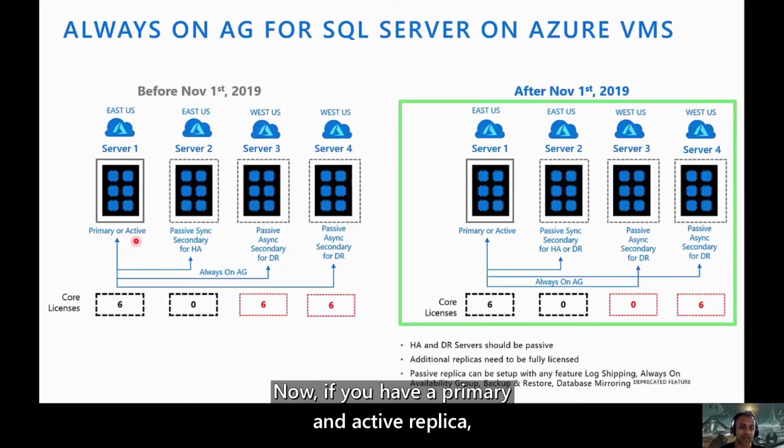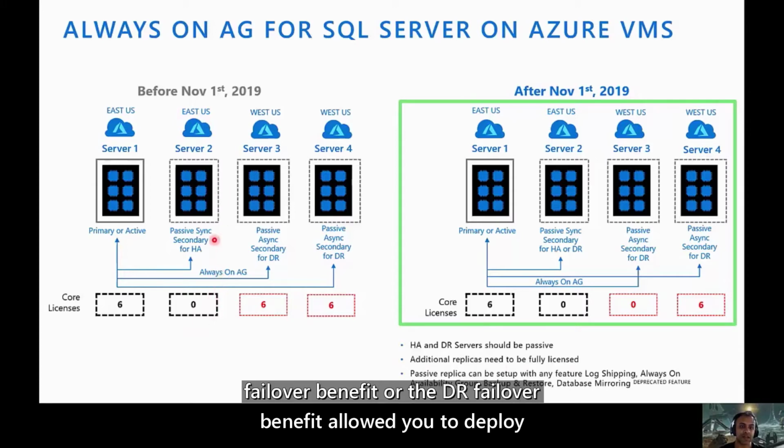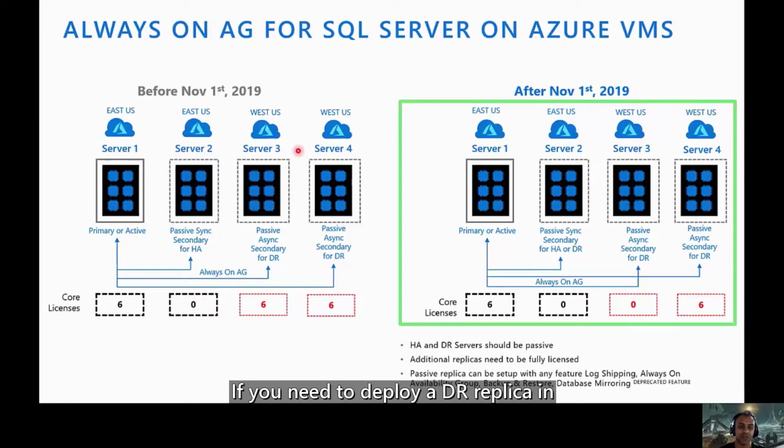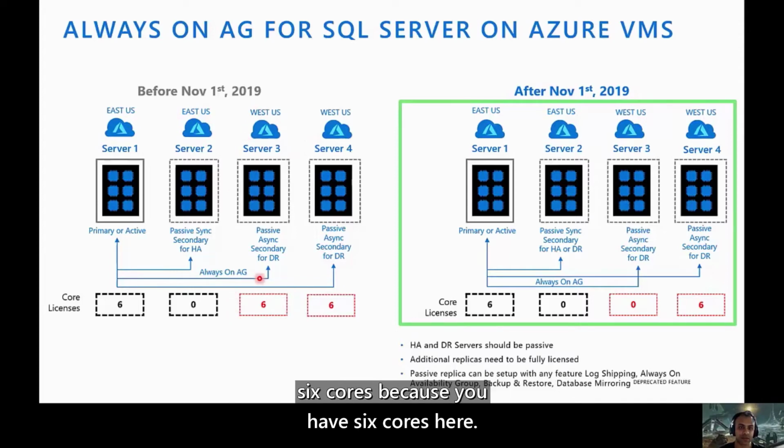Now, if you have a primary or an active replica, you need to license that with cores. I'm assuming each of the replicas over here have 6 cores. So this could be running SQL Server 2008, 2016, or it could be running SQL Server 2019. You need to license them in 6 cores. Now, the existing benefit, the HA failover benefit, or the DR failover benefit, allowed you to deploy a passive sync replica without assigning any licenses to them. If you needed to deploy a DR replica in another region, you would have to have 6 cores, because you have 6 cores here. If you had another DR replica, which is async in nature, you had to have another 6 cores.